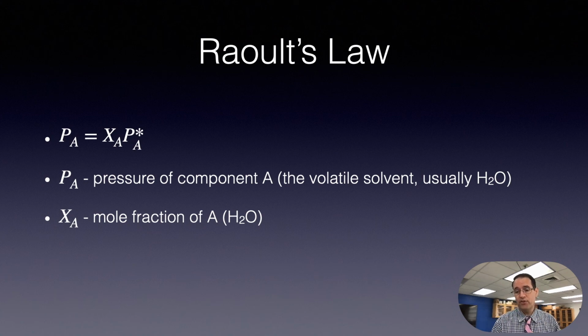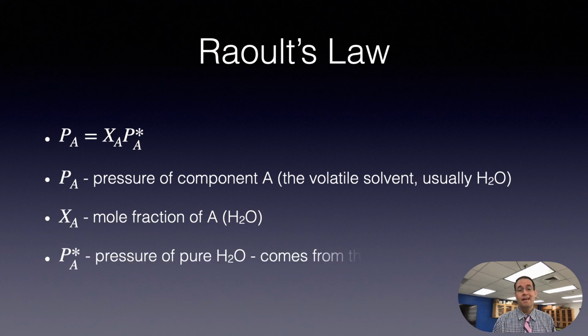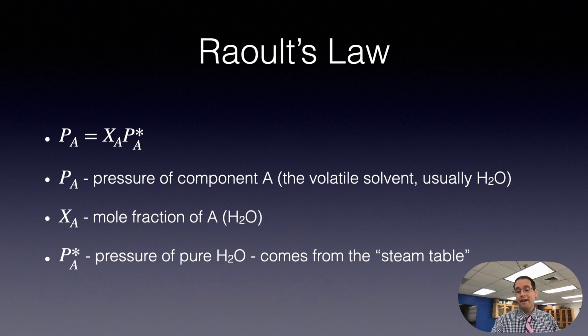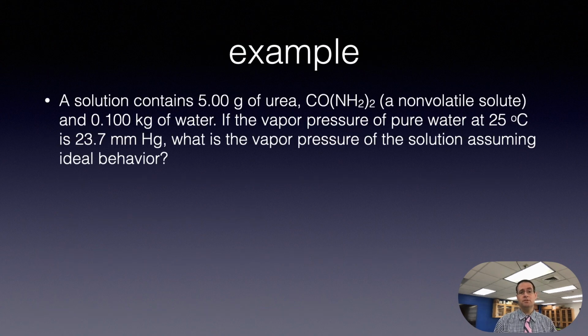You want to calculate the mole fraction of water in a mixture of salt water or sugar water, something like that. And PA with this little star is the pressure of pure water, and that comes from a steam table. The steam table is located in table 9.2 of the OpenStax chemistry textbook. I'll provide a link in the description below. Make sure you have a steam table handy. Some professors will ask you a question, hey, what's the vapor pressure? But they'll never tell you what the pressure of pure water is at that temperature, so you've got to consult the steam table.